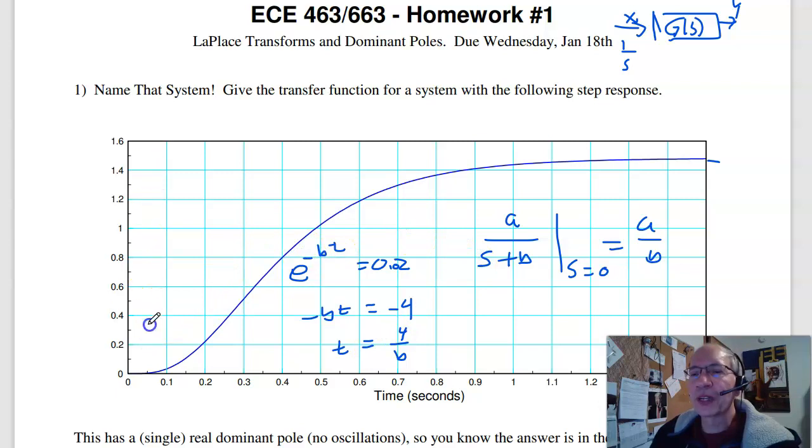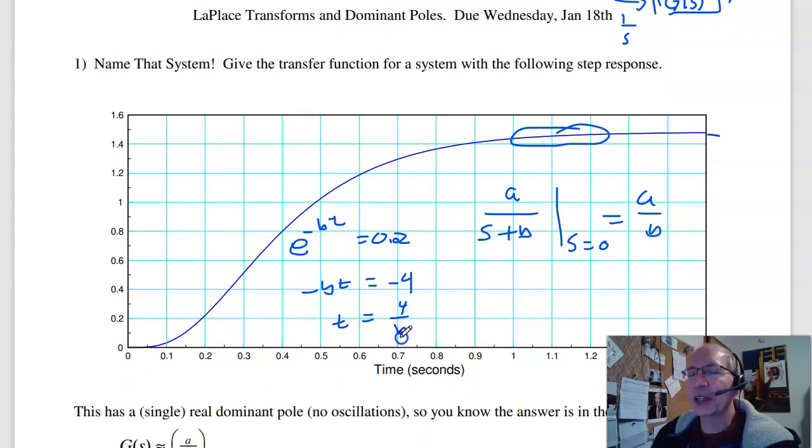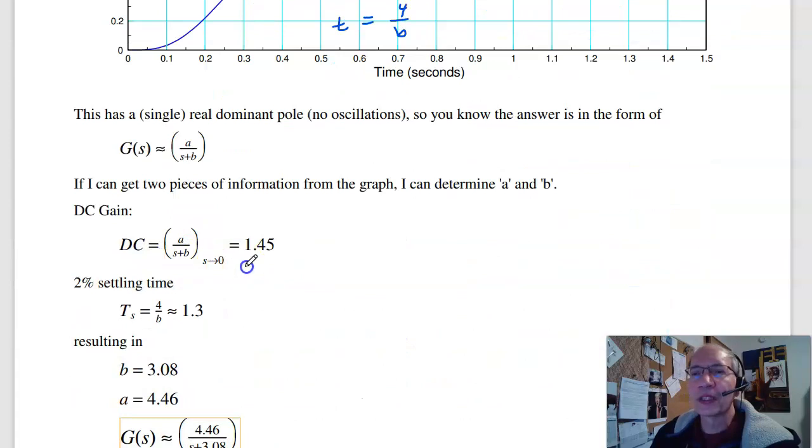So in this graph, here's the 100%. Figure out where it's roughly 2%. It's kind of hard to read off the graph. Somewhere in here, that's my settling time. That lets me find b. Once I know b, and I know the DC gain, I can find a over b. So if the DC gain is 1.45, that's a over b.